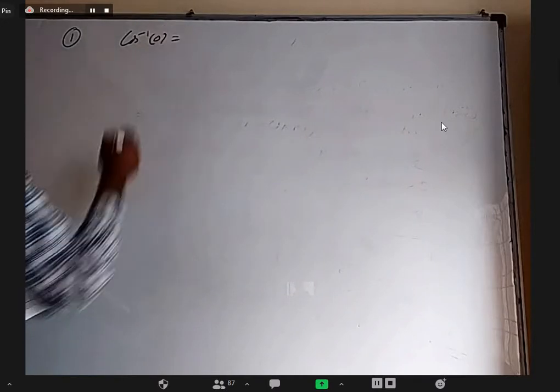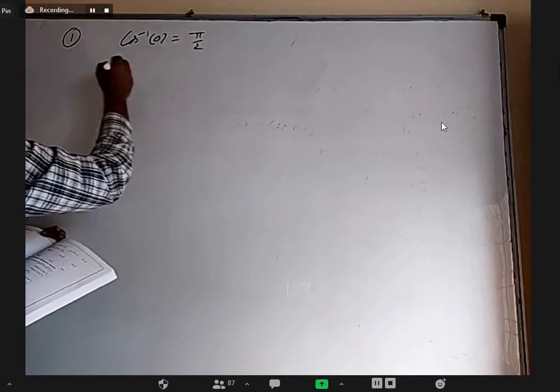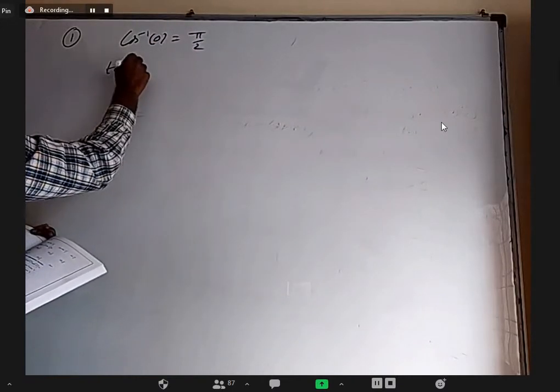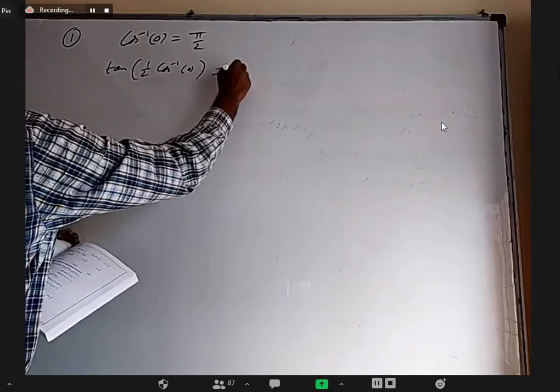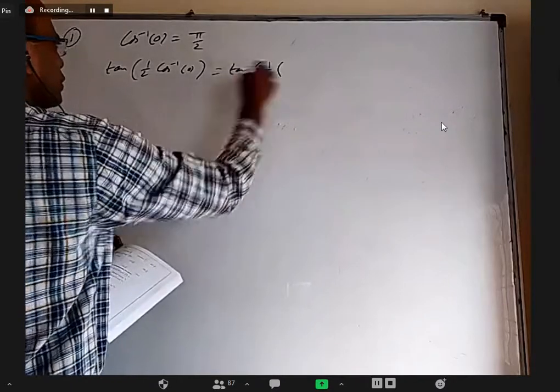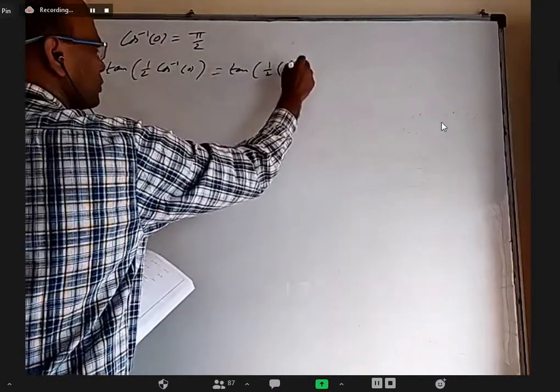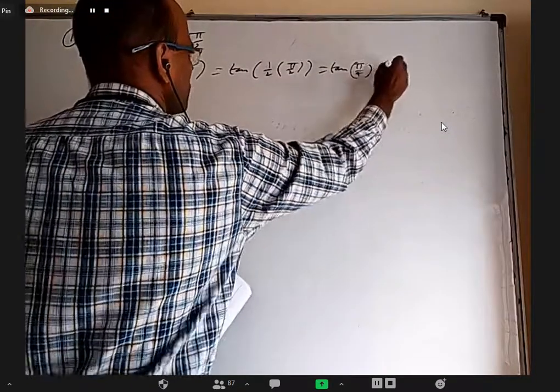Okay, very first one. First of all, cos inverse 0. What is the value of cos inverse 0? Pi by 2. Pi by 2, 90 degrees. Now they wanted tan of cos inverse 0. Cos inverse 0 is pi by 2, which is tan pi by 4, which is 1.